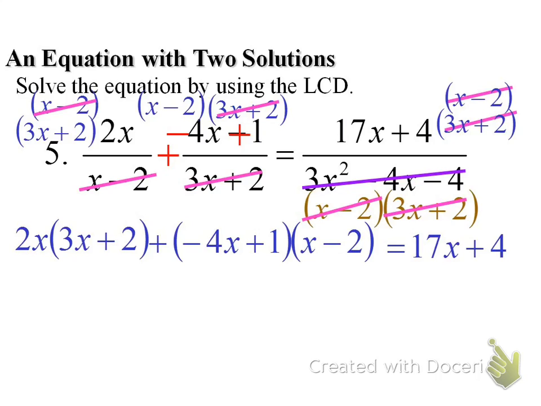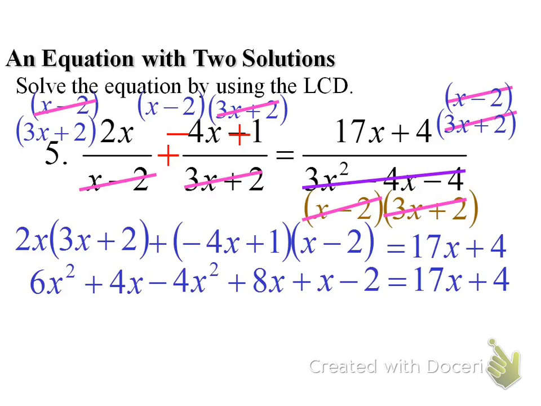Now I need to distribute the 2x. Now here I need to double distribute. They're both binomials, so I'm going to distribute the negative 4x first. That gives me negative 4x squared plus 8x. Then I'm going to distribute the positive 1. So that's plus x minus 2. And then, of course, nothing changes on the right. There's nothing over there to distribute. Everybody still with me? I think this is the hardest one we look at today.